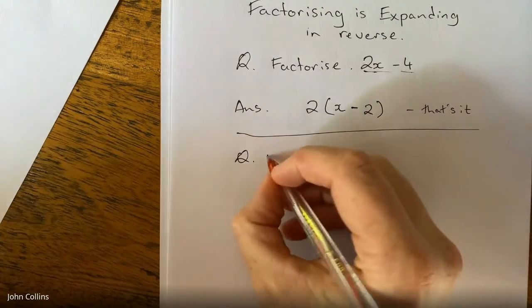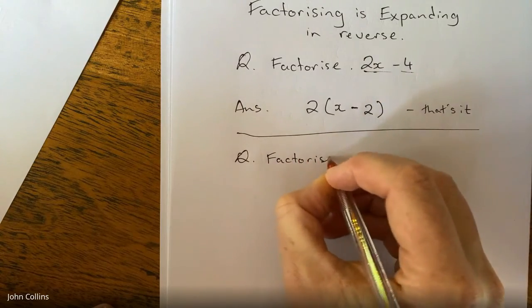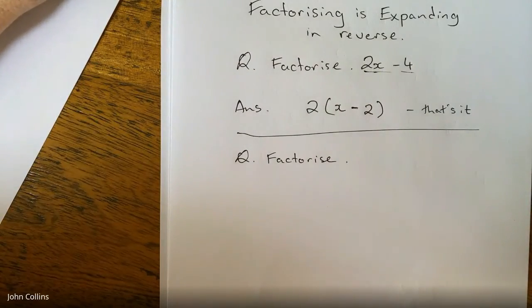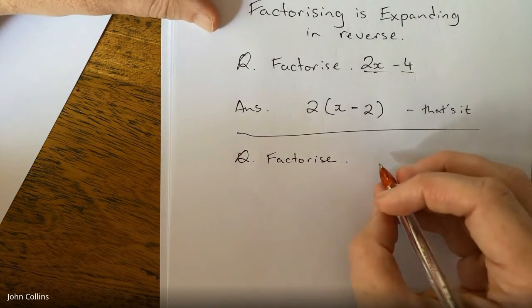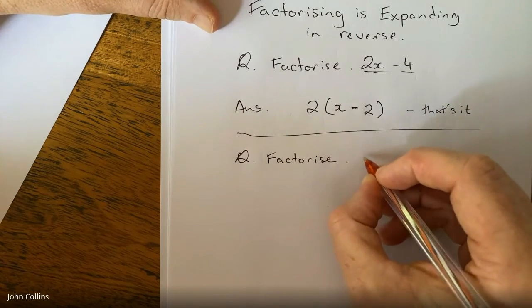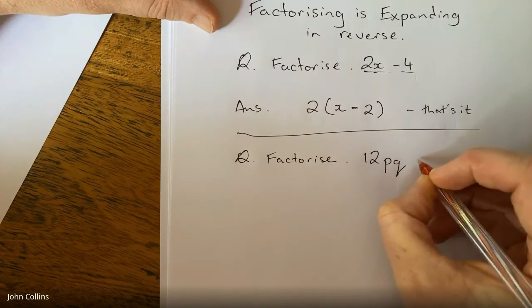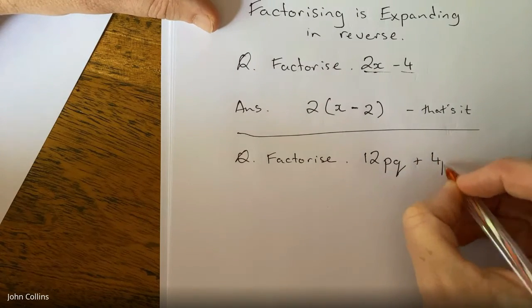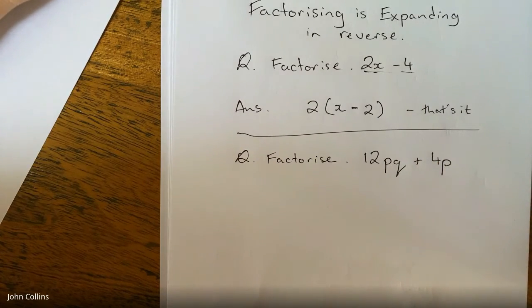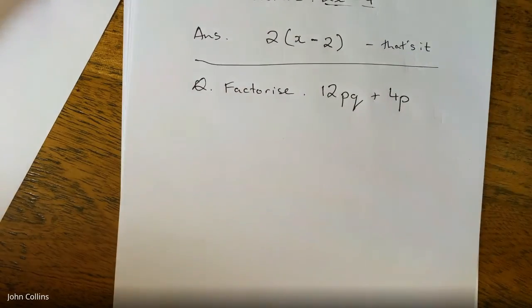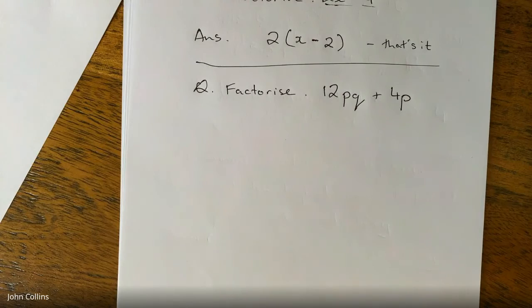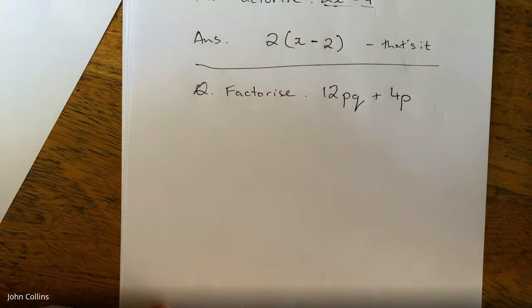Let's do another yellow. What about if I start putting in different letters? Let's do 12PQ plus 4P. So you can either just take this down in your notes, or you can put an answer in the chat and then take it down afterwards.